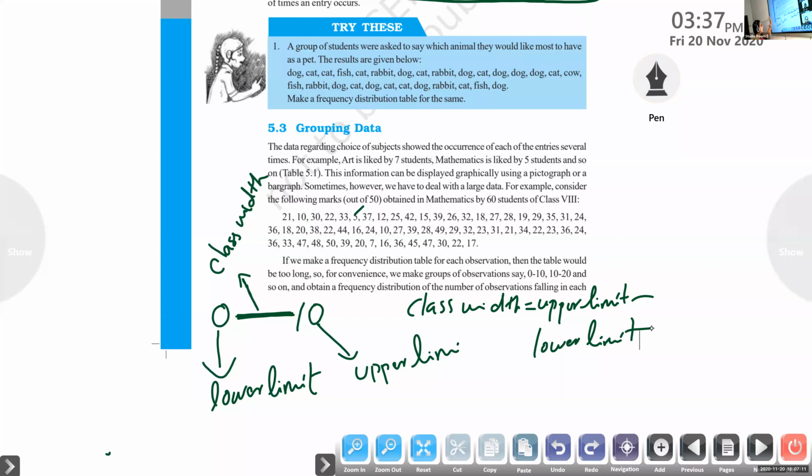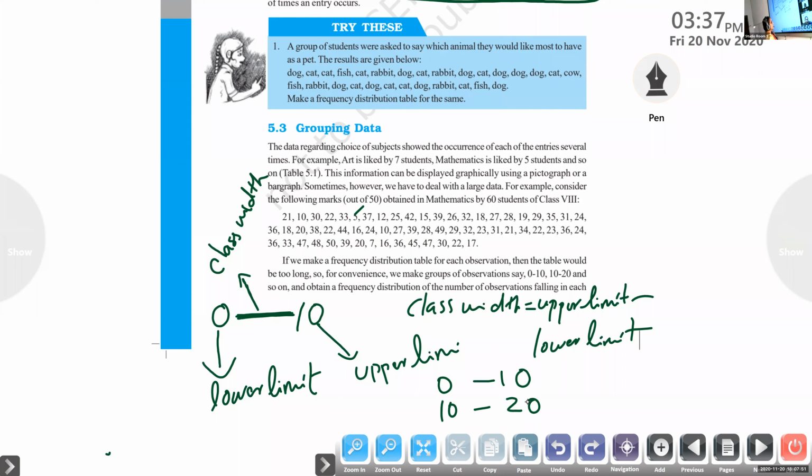So for grouping the data, first of all, we have to prepare classes or intervals. These are known as classes or class intervals. And for preparing suitable class intervals, first of all, we need to find the least and highest value. Here the marks are between 0 to 60. So we can choose 10 as the class width. So 0 to 10, then 10 to 20. Class intervals must be continuous.